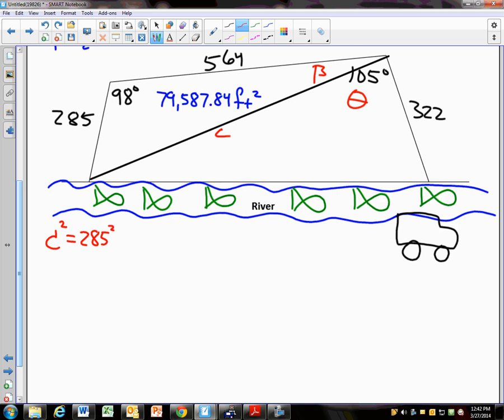So, we plug it all in. A lot of people want to label everything A, B, and C right now. If you want to do that, that's fine. But the important part is that you recognize that with the law of cosines, you're just simply using those two sides and the included angle. So it's 285 squared plus 564 squared minus 2 times the product of those sides times the cosine of the included angle. What's the included angle? 98.